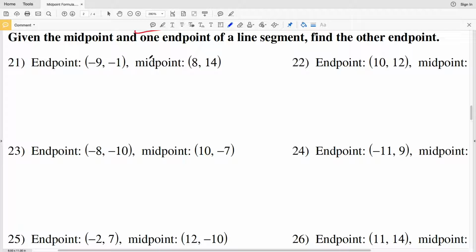In this video, we're going to finish the Midpoint Formula Worksheet on the KutaSoftware website under the Infinite Algebra 1 section. There will be a link in the description below so you know how to access this free worksheet.